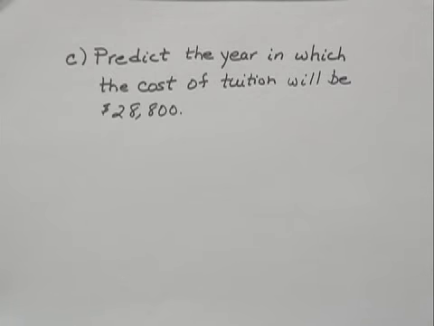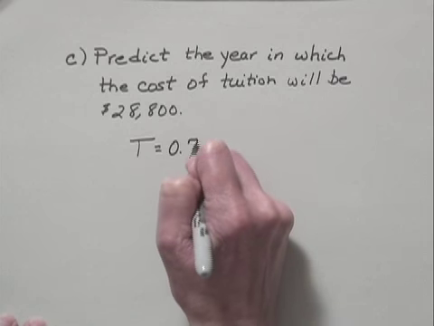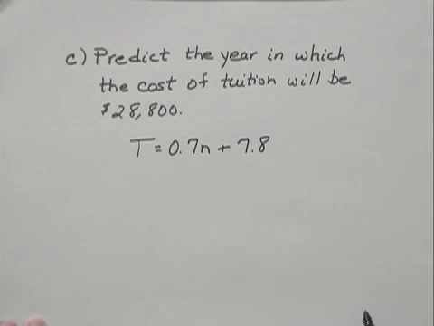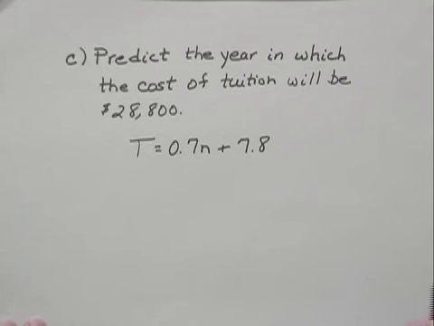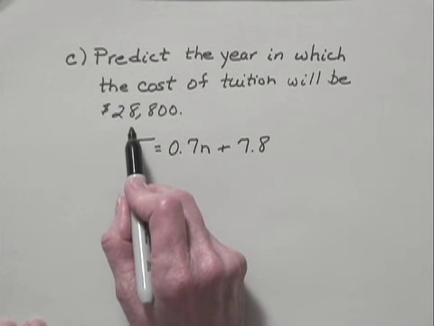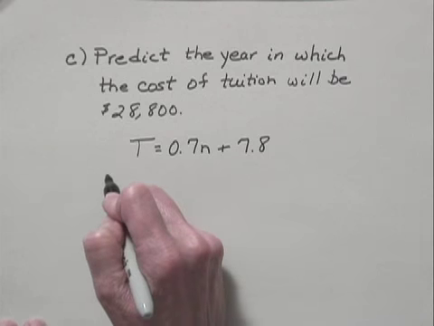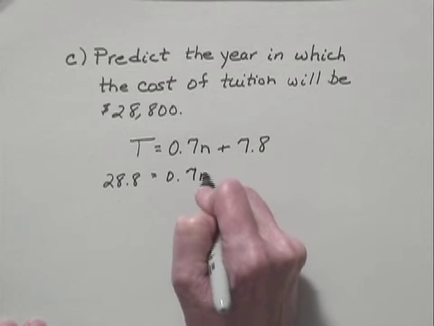Predict the year in which the cost of tuition will be $28,800. Well, we have our equation, T is equal to 0.7n plus 7.8. And we're asking now what is n when the tuition is $28,800. These numbers in the equation are given in terms of thousands, so $28,800 is 28.8 thousand, and we'll substitute that for T, and then we'll solve for n.